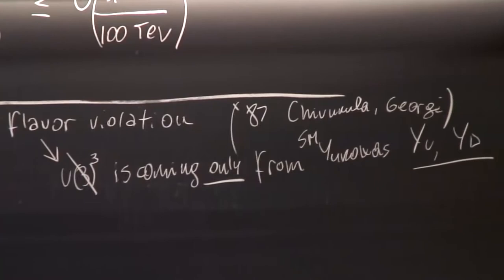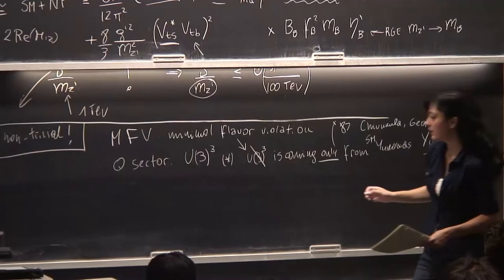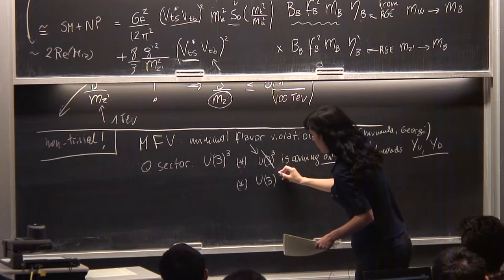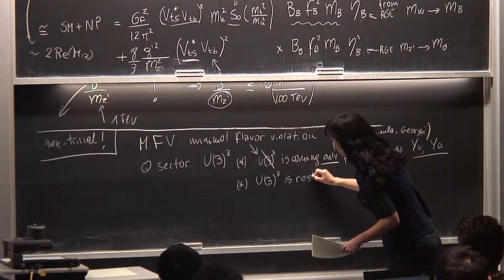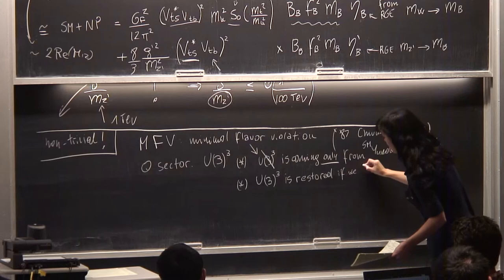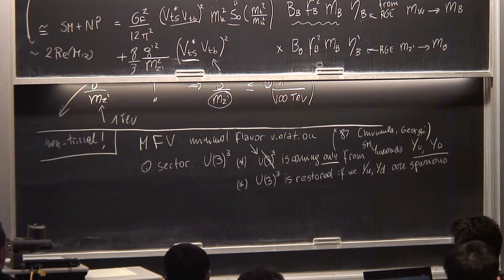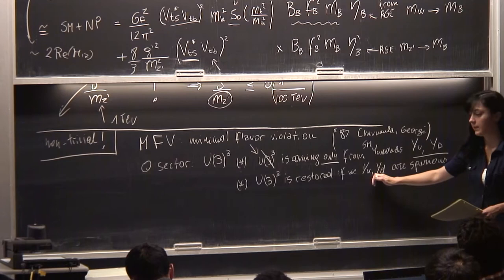So this is the first thing that we learn from MFV. The second thing is that, so I will show you a little bit more details, but let me first of all state the ansatz. This U(3)³ is restored in the Lagrangian if we think of Y_U and Y_D as spurions. So let's see a little bit what I mean with this, okay? Already from here you see that I'm starting to think about these Yukawa couplings as spurion fields, okay?